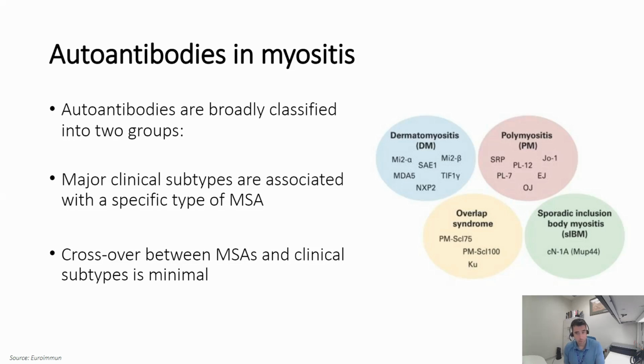By way of example, we can see in this slide that dermatomyositis is associated with MDA5, SAE1, and NXP2, for example. Polymyositis tends to be associated with anti-SRP or Jo1. Sporadic inclusion body myositis tends to be associated with CN1A. It's useful to point out that there's limited crossover between the myositis-specific autoantibodies and their clinical subtypes. It tends to be reasonably minimal. So if you have a myositis-specific autoantibody like MDA5, that tends to be associated with dermatomyositis.